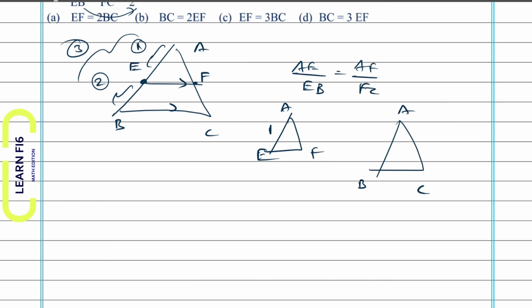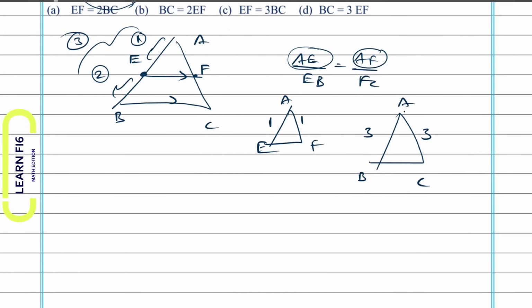AE value is 1 and EF value we need to find, and the AF value is actually 1 because the ratio is the same. The AE value is exactly the same as that of the AF value. In the same way, AB value is 3. Similarly, AB value is exactly equal to AC value, so that is also 3. As I said earlier, these two triangles are similar triangles.